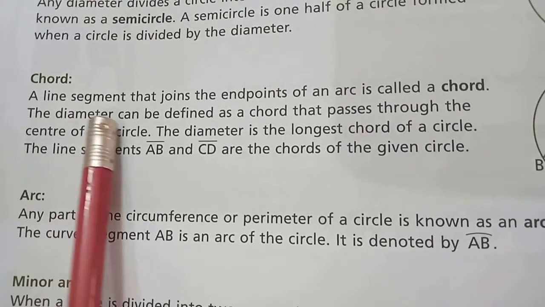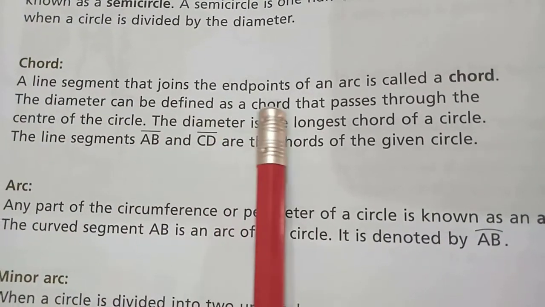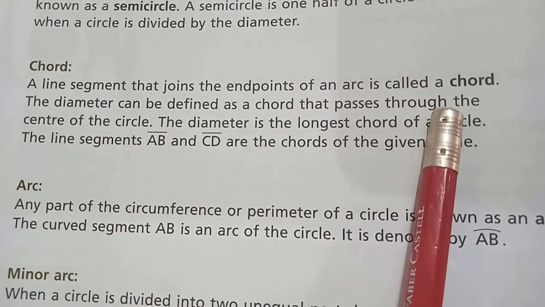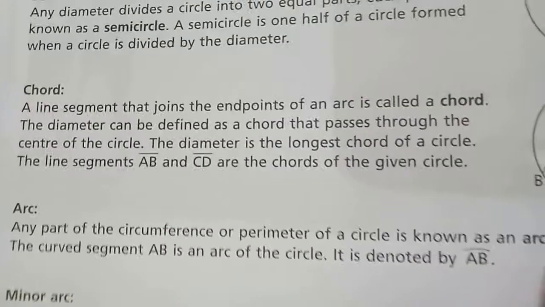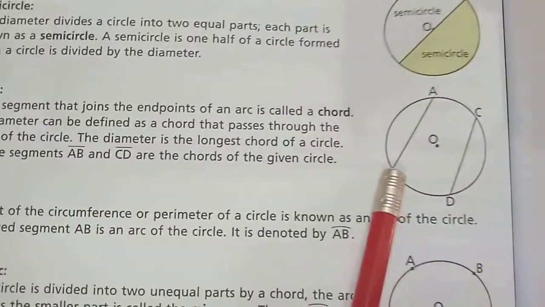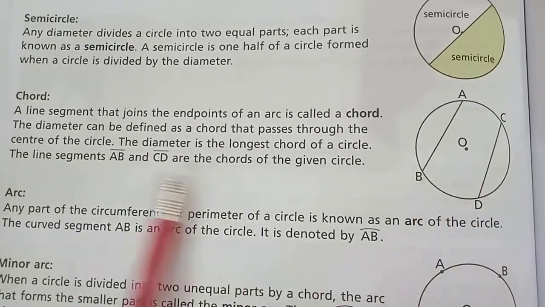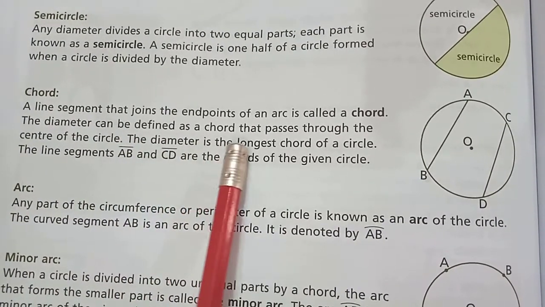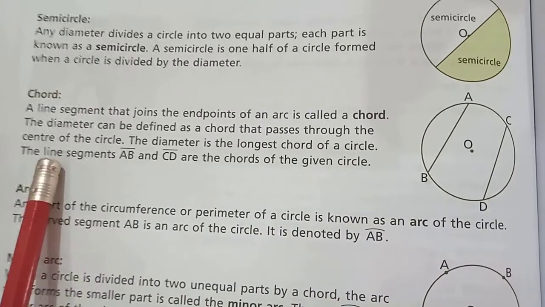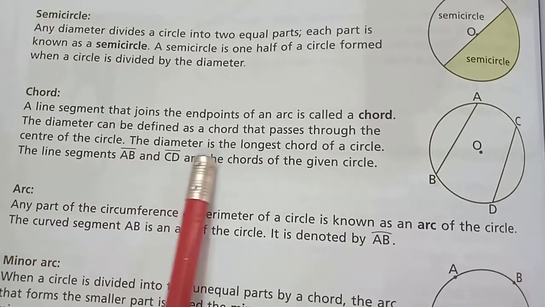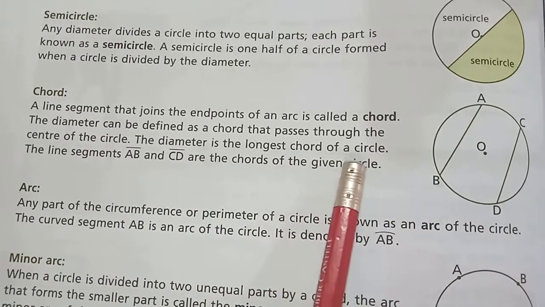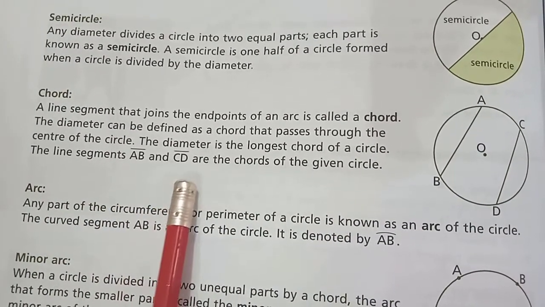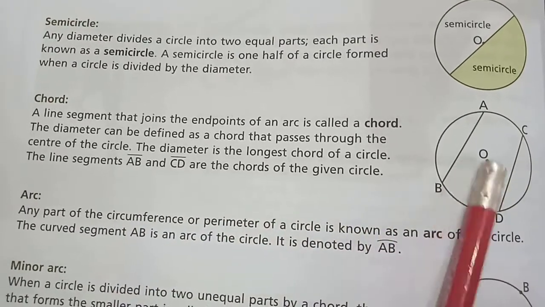Chord. A line segment that joins two endpoints of an arc is called a chord. This is called the chord AB and CD. The diameter can be defined as a chord that passes through the center of the circle. The diameter is the longest chord of a circle. The line segments AB and CD are the chords of the given circle.